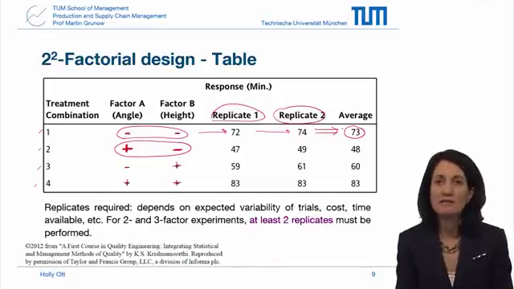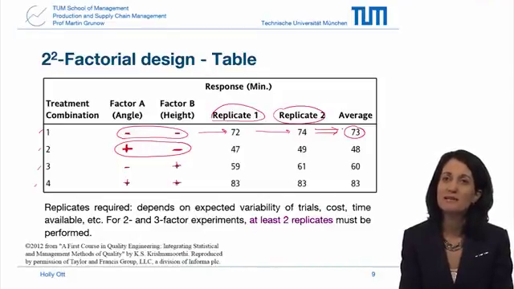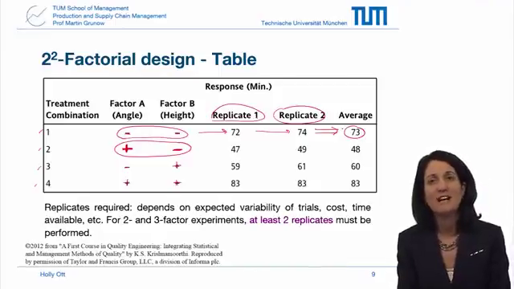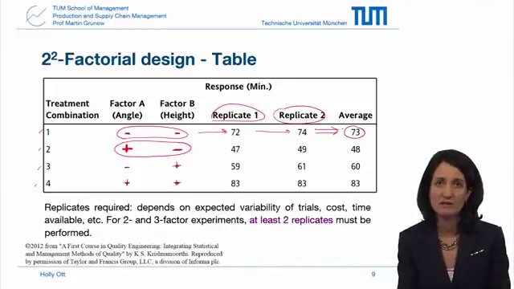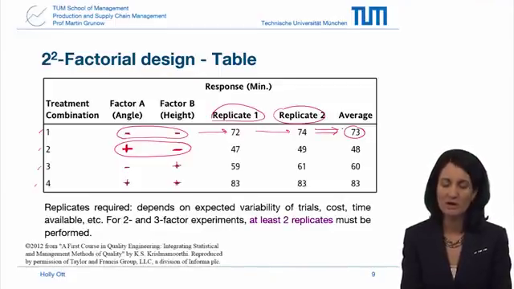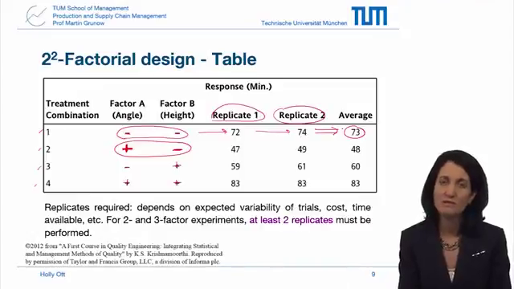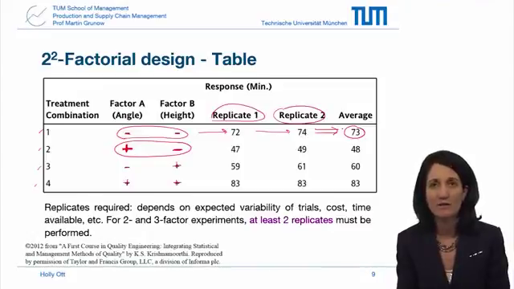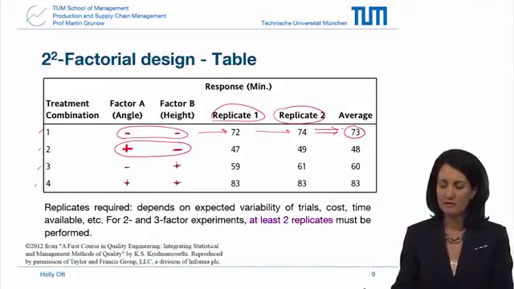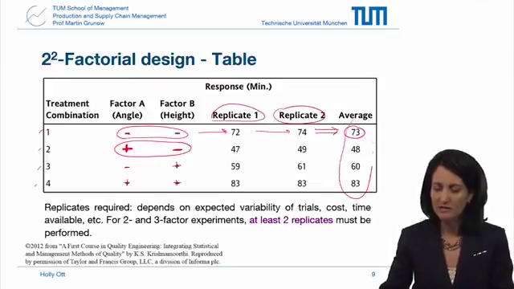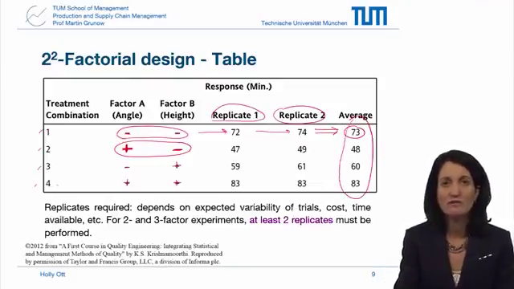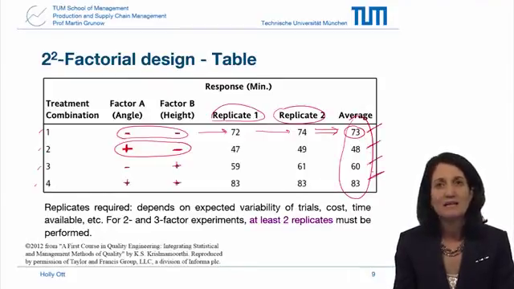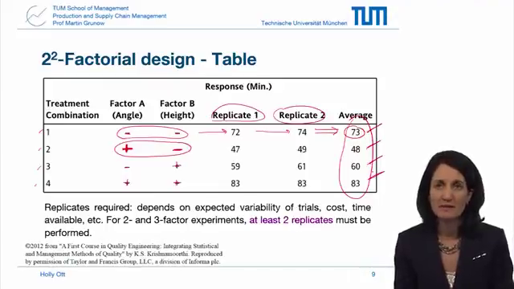Now, the number of replicates needed is determined based on the variability expected from the individual trials, as well as the cost associated with and the time available for repeating the trials. So at least 2 replicates are necessary for the 2^2 and 2^3 factorial experiments to obtain an estimate for the experimental error. So let's look at these numbers one more time here. For the different treatment combinations 1 to 4, we have the values 73, 48, 60, and 83. We'll be using this example throughout this lecture.